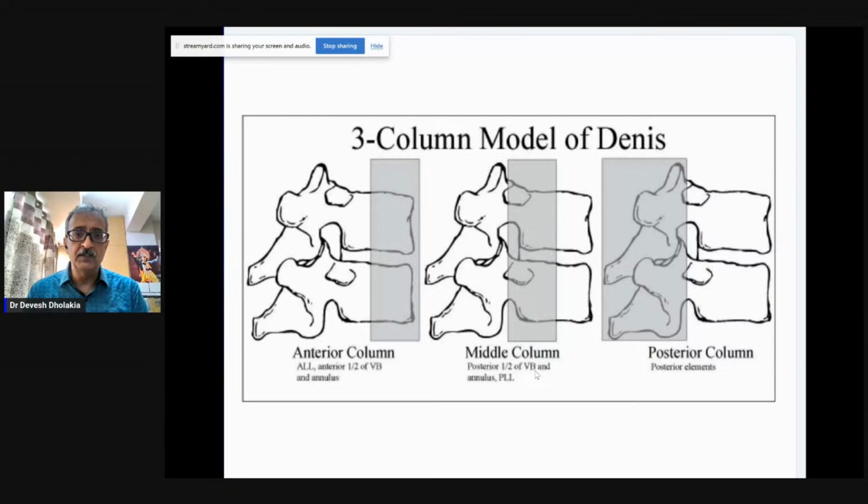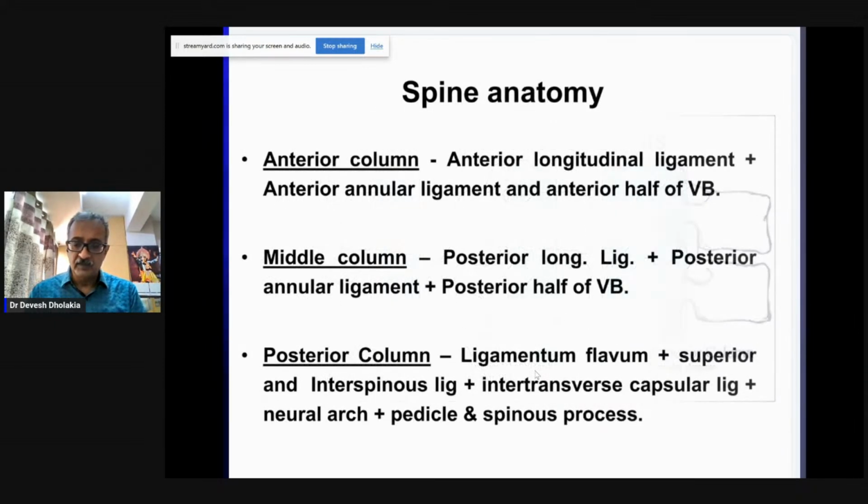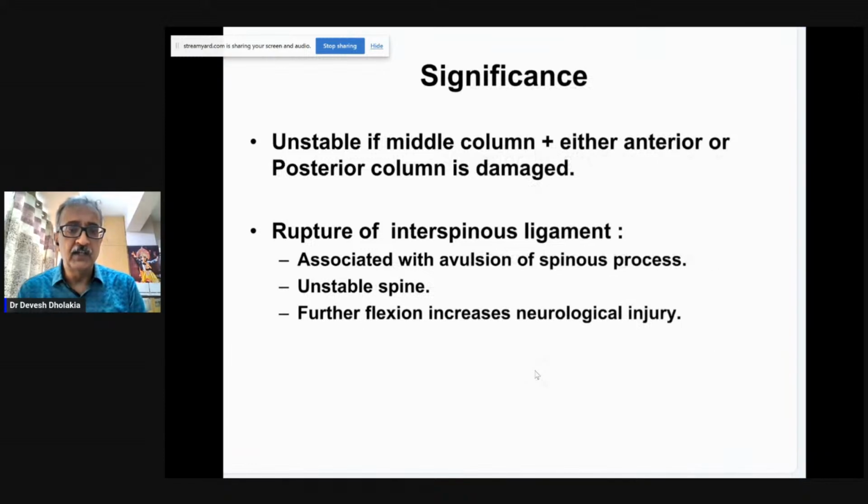Why is this three column concept important? This is what we had just said. It has been shown that if the middle column is involved along with the anterior or posterior column, then it is an unstable injury. That means you have to be extra careful. You may further damage the spinal cord by transport, etc., or you may have to surgically intervene in such unstable conditions. So anytime you feel that the middle column is involved with either the anterior or posterior, you have to be careful.